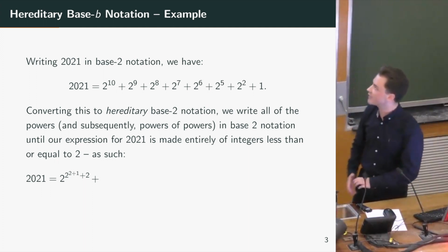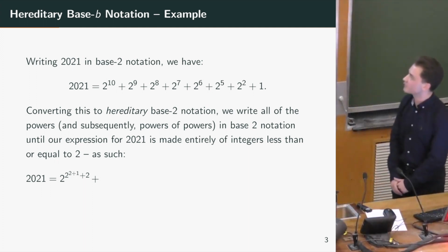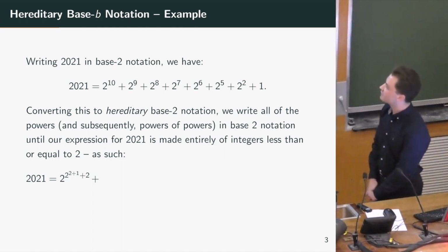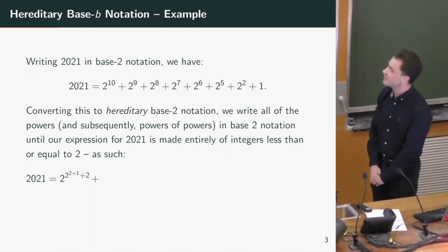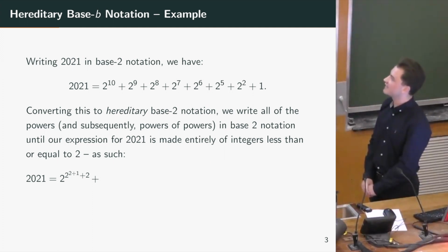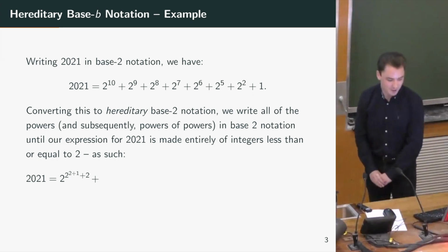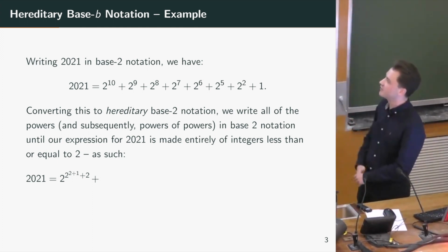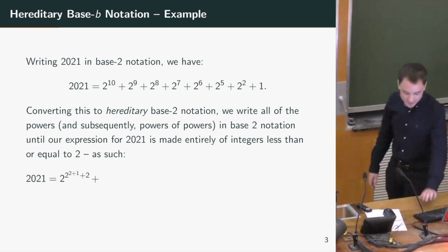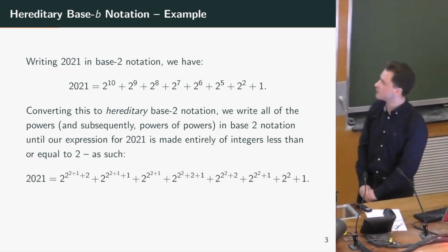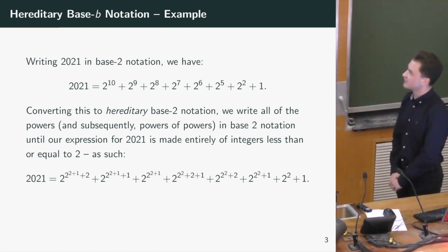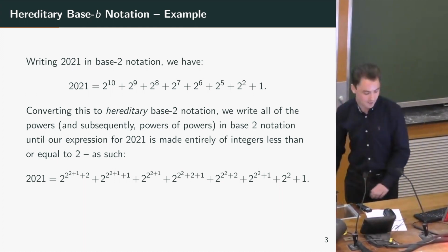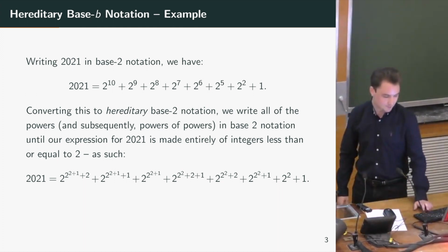So we've got another example here. This one's a bit more complex. It's writing the number 2021 in base 2. You can see at the top, it's written like that in base 2. Converting this to hereditary base 2 notation, we're going to take that first term, the 2 to the 10, and we're going to write the 10 in base 2, which would be 2 to the 3 plus 2. And then again, we're going to write that 3 in base 2. Then we get this nice representation of 2 to the 10. And then we carry on all the way through until we get this hereditary base 2 notation of the number 2021.